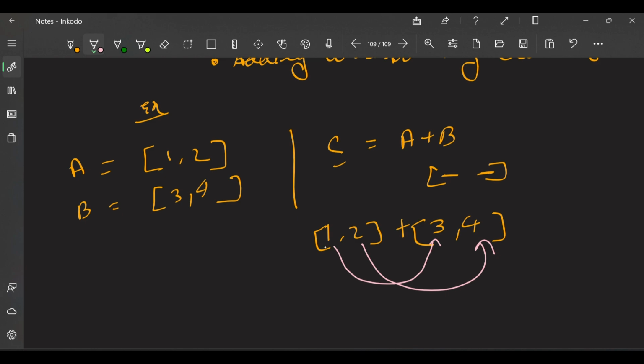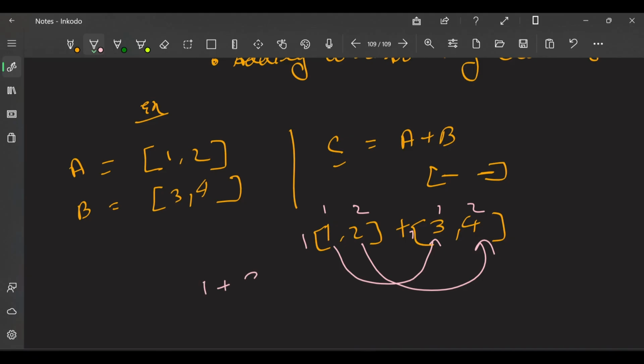So first, your 1 and 1, 2. The 1, 1 element will be added to the 1, 1 element of the other matrix, whatever is given, since basically it is a matrix only. So 1, 1 will be added to the 1, 1. So what is 1, 1?